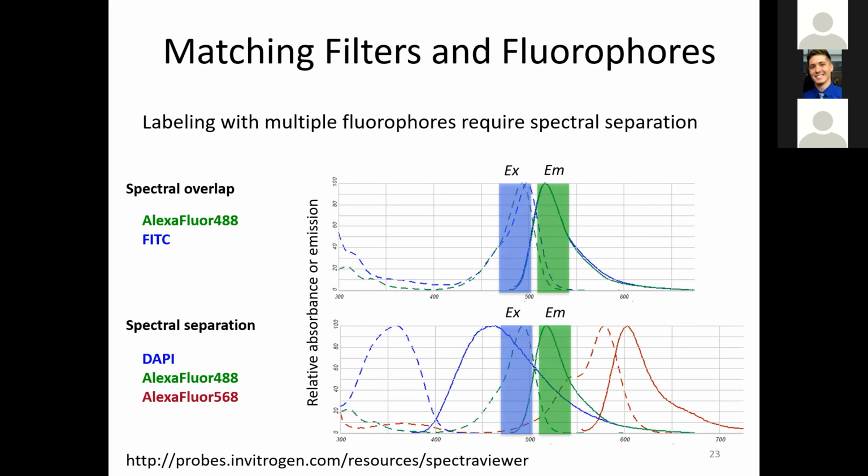When we look at spectral separation, you can see we now have the addition of DAPI and the addition of Alexa 568. DAPI is fine. We're not exciting that at all with this filter set. However, we are exciting Alexa 568 just a tiny bit. However, our emission filter is not going to allow any of those emission photons to pass through. So this is still a good filter set for this fluorophore combination.